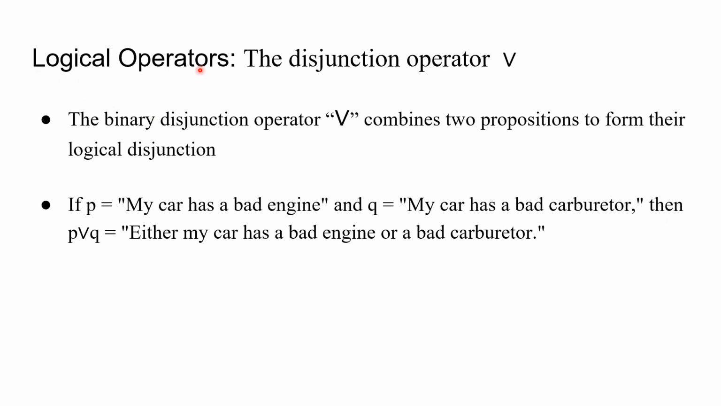There is a third logical operator. The disjunction is also called OR. This operator is also a binary operator, so you have to use two propositions to form their logical disjunction. Let's see the example. If P equals "my car has a bad engine" and Q equals "my car has a bad carburetor," then P or Q equals "either my car has a bad engine or a bad carburetor."